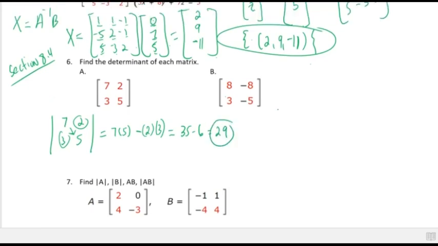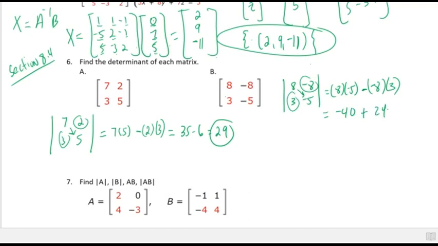Okay, so for letter B, we want to find the determinant. So I'm going to write it with vertical lines. So this is going to be 8 times negative 5 minus negative 8 times 3. So we end up with negative 40. Negative negative is positive 24. And so that's going to give me a negative 16.